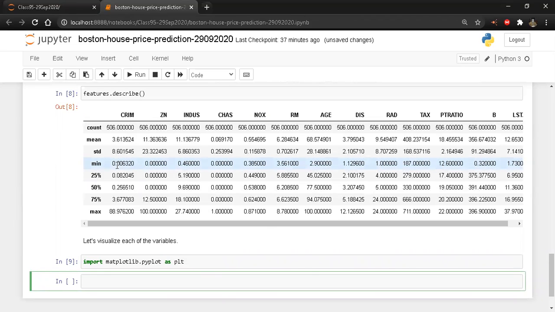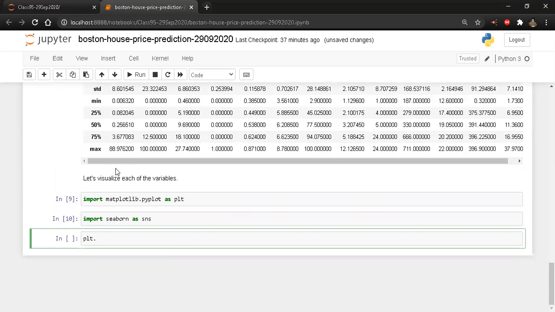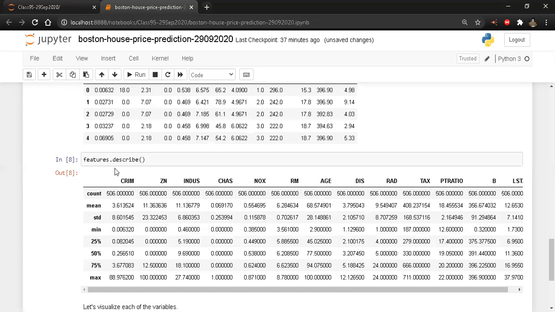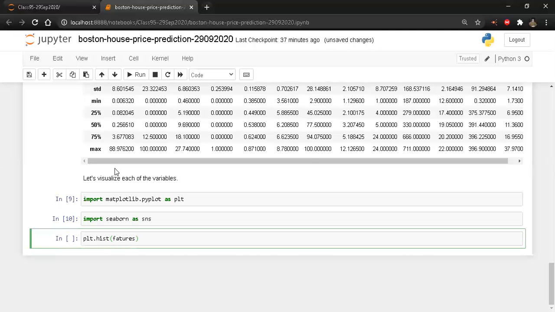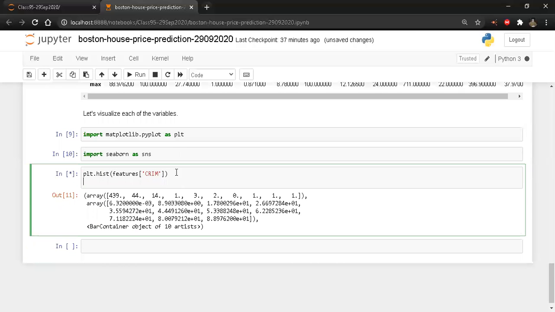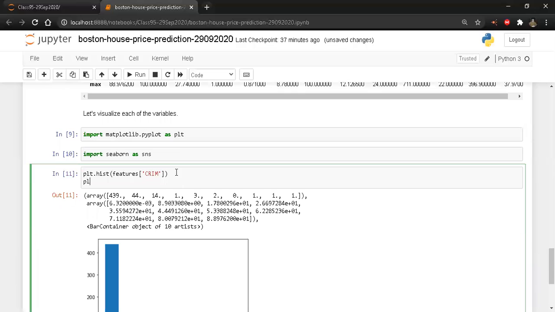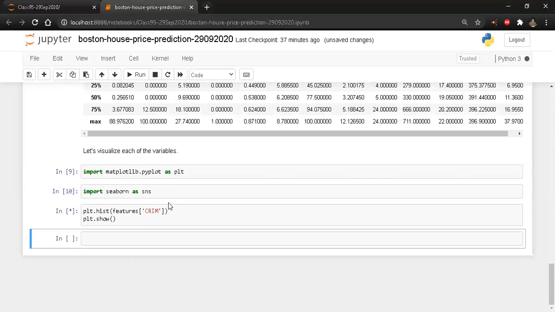There is one easy way in Seaborn, which is to use the distplot. Maybe I'm going to use that. Import seaborn as sns. Let me just import both the libraries. In the meanwhile, I'm going to use plt.hist, I believe histogram is one available option there. So features, and then in brackets, CRIM. Let's see what is the outcome. plt.show. So this is going to give me the histogram.